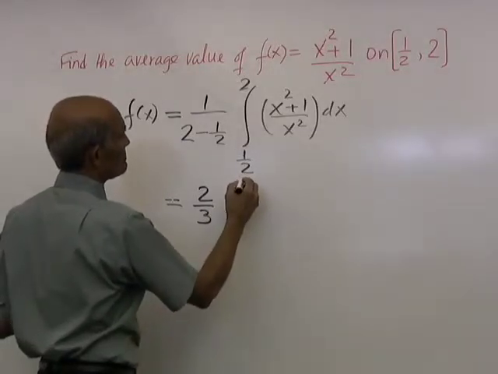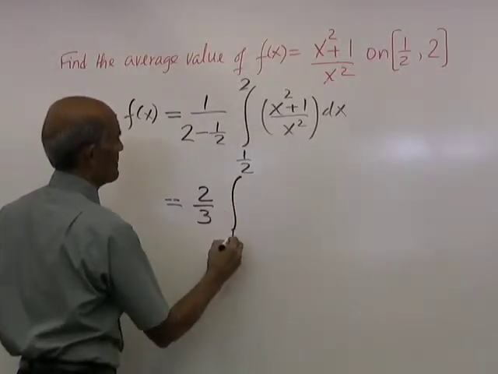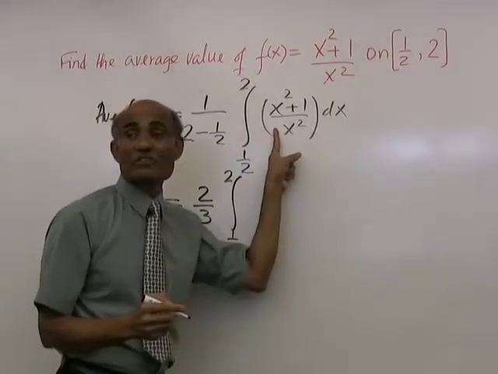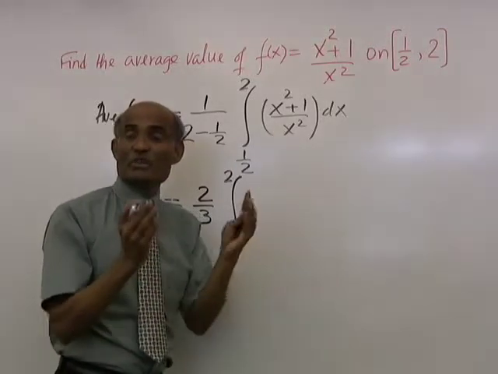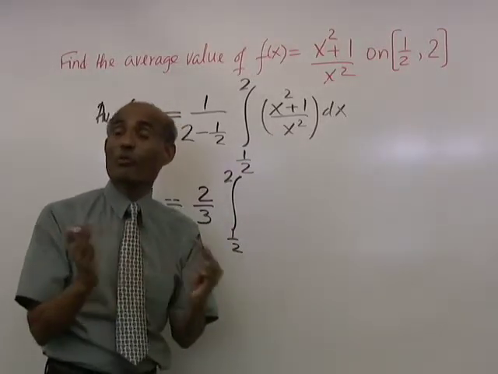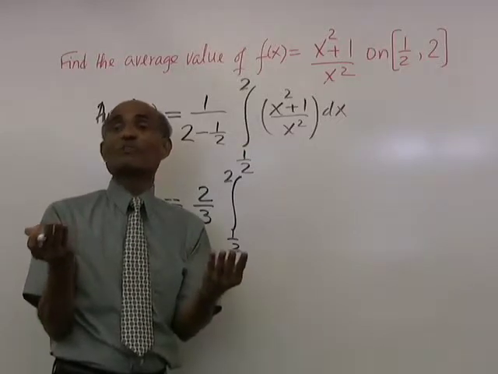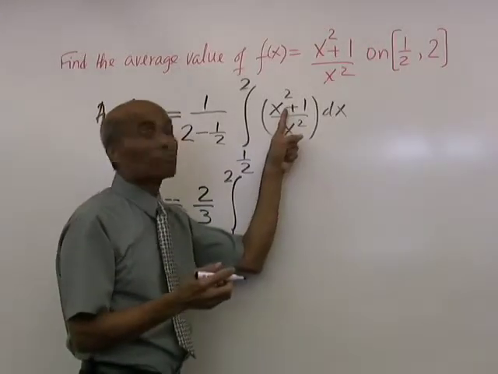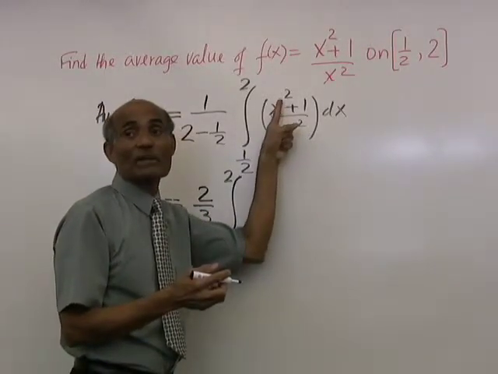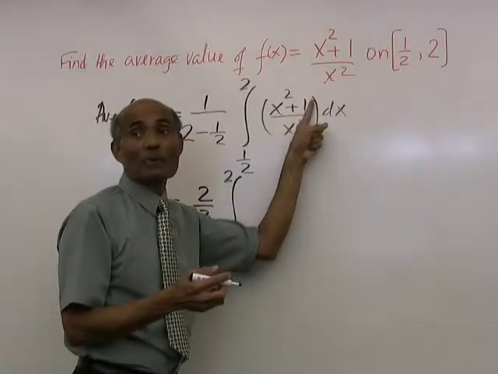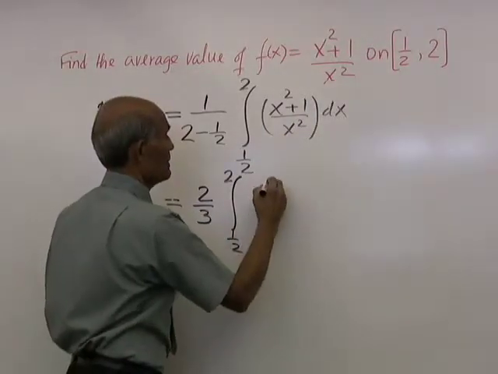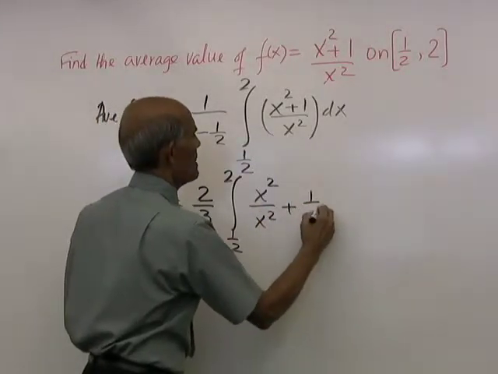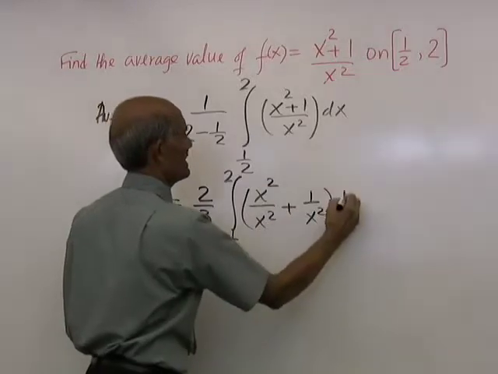Integral, let's write one more step. Integral 1/2 to 2. Now, remember, in order to integrate functions like this, you need to write them in the power form, because the only rule we know for integration is the power rule. So we need to split this into 2 pieces. So that will be x squared over x squared plus 1 over x squared dx.